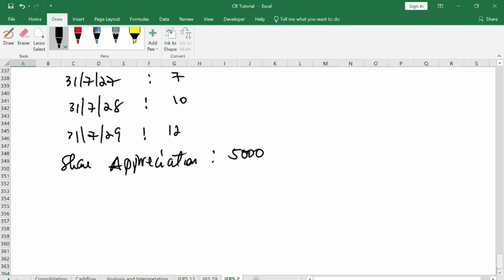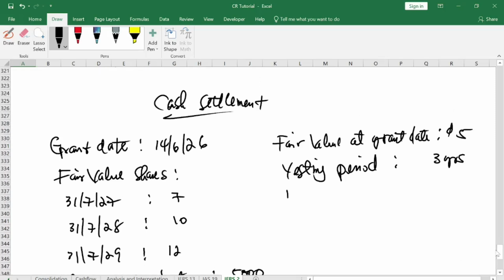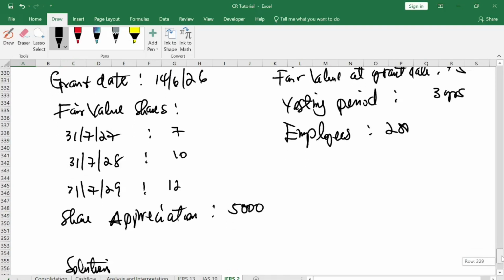So you come here and do your solution. You have year 1, that is 2027. You pick the share appreciation they're giving you, which is 5,000. Let me see the number of employees. Assuming you have 200 employees. So they're giving you share appreciation of 5,000, and the number of employees who will benefit from this share appreciation is 200 employees. Then you close the brackets, and they've also given you the fair value.